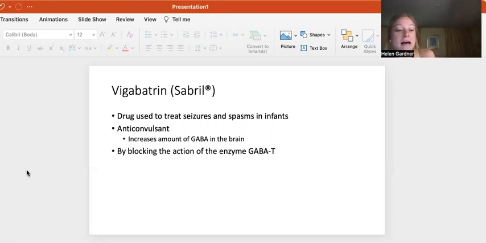The drug also helps increase the amount of GABA in your central nervous system by blocking the action of an enzyme called GABA-T, GABA transaminase, sorry, which helps to break down GABA when it is not needed. And so basically, the increase in GABA functions as a brake on the excitatory processes that can initiate seizure activity.